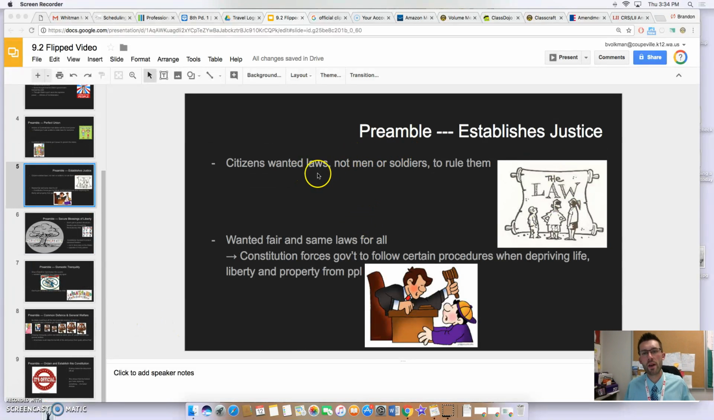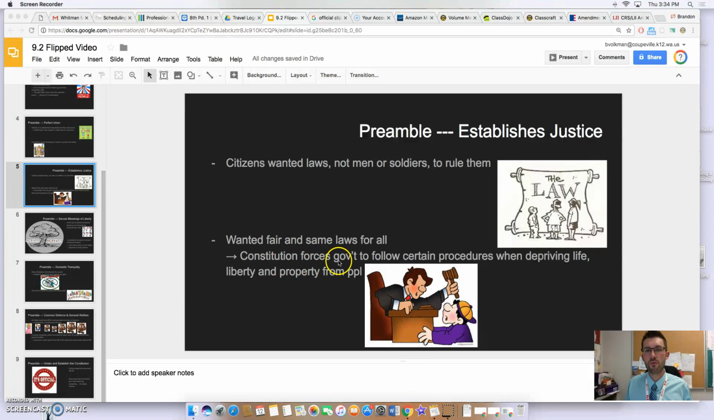Now, citizens wanted laws, not men or soldiers to rule them. Because men are fickle and change their mind. And soldiers, well, soldiers can get so focused that they tend not to handle things with soft gloves. They can be harsh and kind of unloving. But laws are tried and true. They never change. People wanted fair and the same laws for everyone.